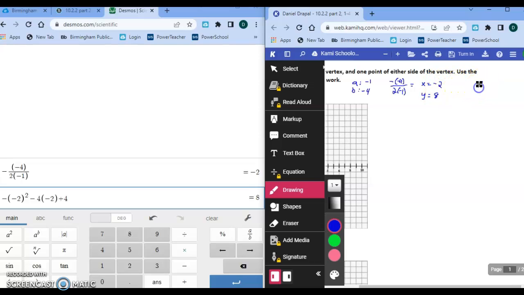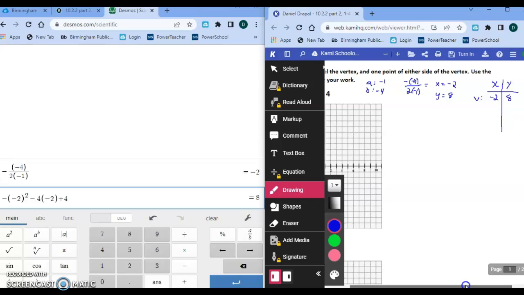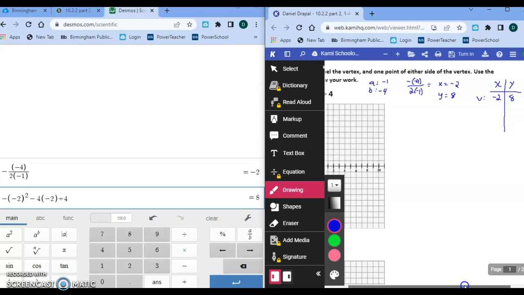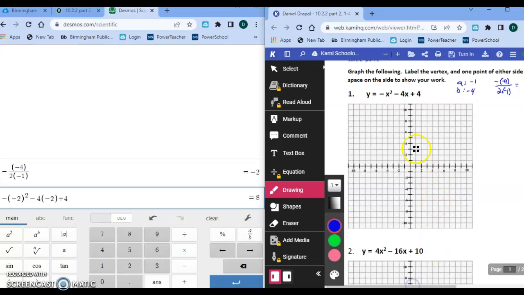And I'm going to put my vertex in my xy chart right here. I'm just going to put a v here for vertex, negative 2 and 8, and now I can plot that on my graph. I'm going to go negative 2 for the x and 8 for the y, which would be negative 2 and positive 8, and I'm putting a dot there on my graph. Now, knowing which direction this goes, we know it's going to go down.